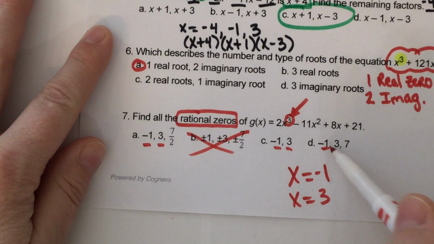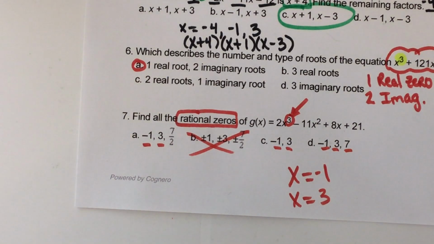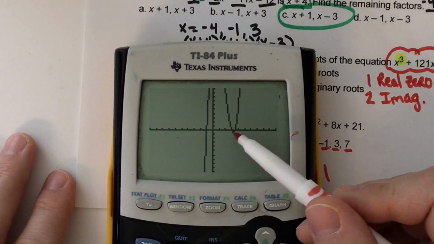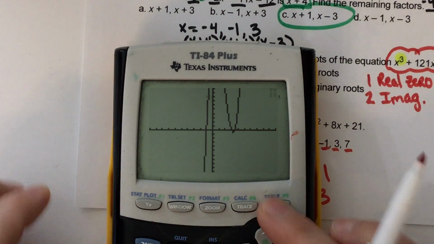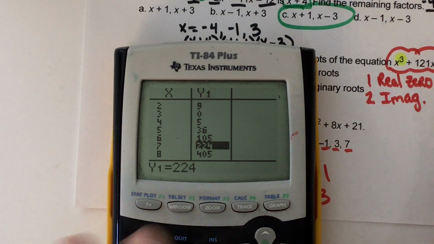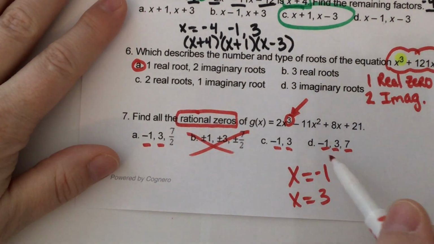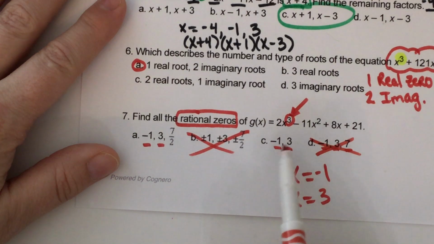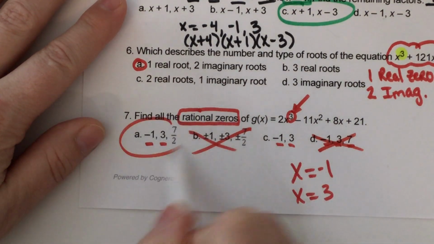This one has your -1 and 3, but it also has a 7. But this is not a 7. And if I look in my table where the x is a 7, you can see that is not a 0. So it can't be that guy. And I know it's not this because it needs 3 answers. And so this one must be it.